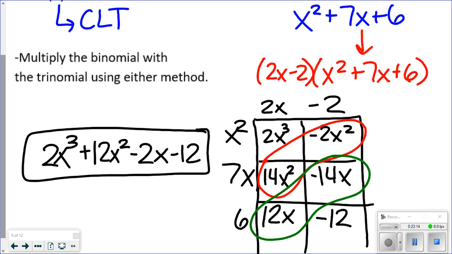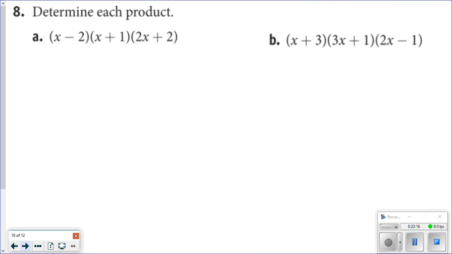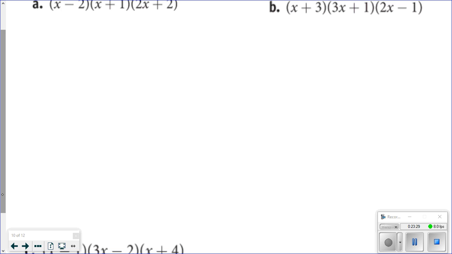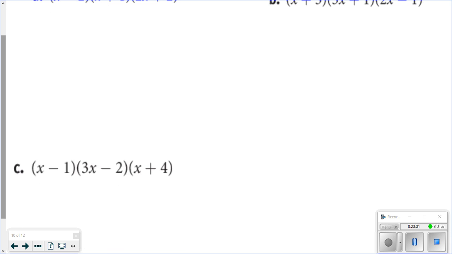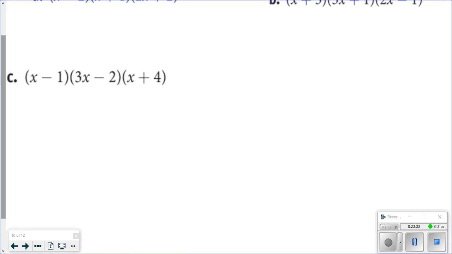So what I would like you to do is pause the video and take the time, please, in your book to do questions 8A, B, C, and D. And that's the last thing we're doing today. We're going to stop there. A, B, C, and D. You can do it.